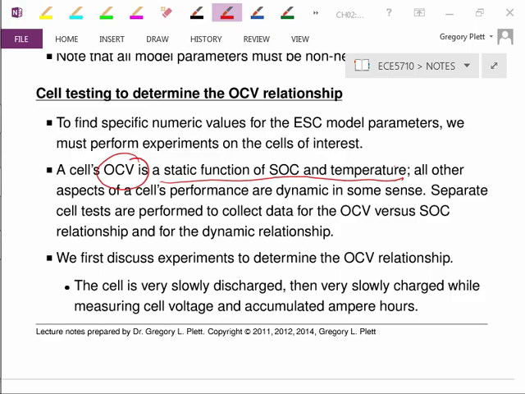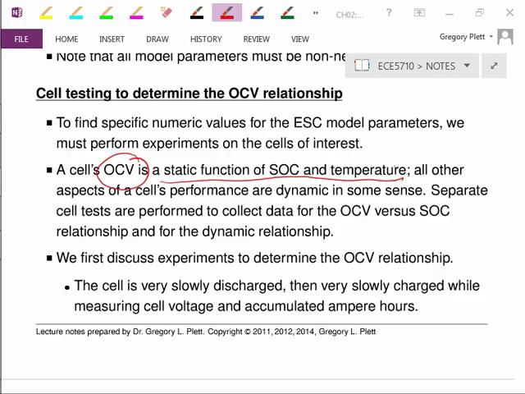After that, it's static. The other aspects of the cell performance are dynamic. We've got the resistor capacitor networks where the voltage changes as current is applied and removed, and it's not an instantaneous effect. And the hysteresis changes as state of charge changes, and the IR voltage changes as the current changes. So there are two completely different types of cell tests that are performed. One type is to collect the static information of open circuit voltage, and the other type is to collect the dynamic data for everything else. And we're going to talk about the OCV relationship first.